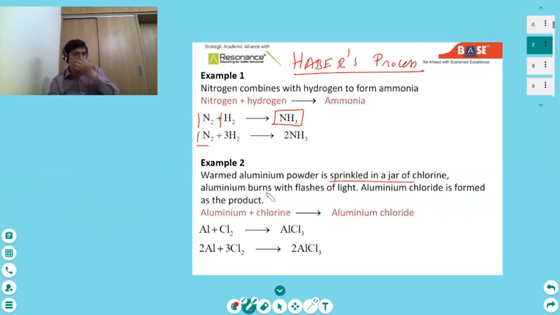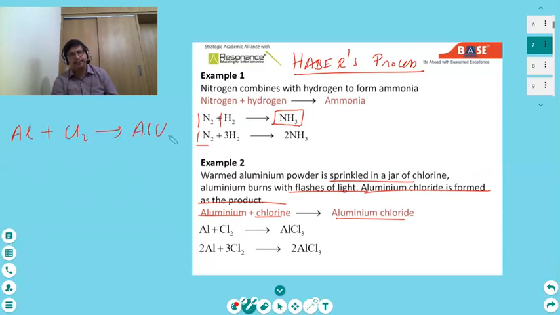Example 2: a warmed aluminium powder is sprinkled in a jar of chlorine. You can go on YouTube and see this video to see how they react. Aluminium burned with flashes of light. Flashes of light means just like a lighter, the way it burns. You would have done the magnesium ribbon experiment, similar to that. Aluminium chloride is formed as the product. So aluminium and chlorine giving aluminium chloride, unbalanced.